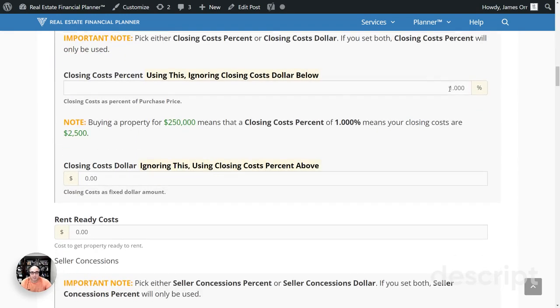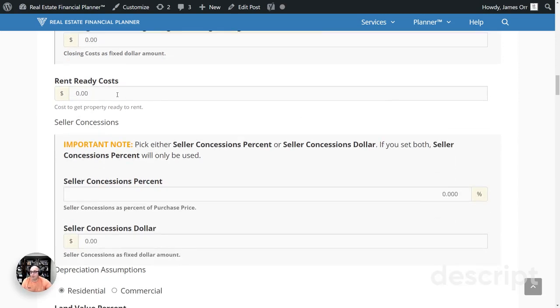And then for closing costs, we're saying that the closing costs that she's going to be charged by her lender in order to be able to get this loan and to be able to close on the property is 1% of the purchase price. So about $2,500 in this particular case to do that. This property is in really good condition. It doesn't require anything to get it ready to rent because she's going to be living in there for a year anyway. And so we don't have anything in here for rent ready costs.